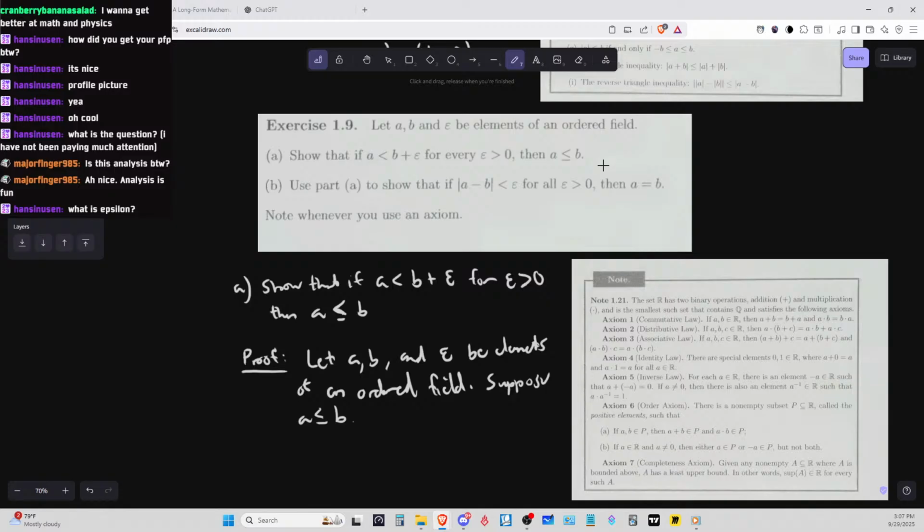Because, use part A to show that if the absolute value of a minus b is less than epsilon for all epsilon greater than 0, then a is equal to b. I mean, that one feels a little bit self-explanatory. It's not obvious, but it feels as if we can change epsilon to a different number.